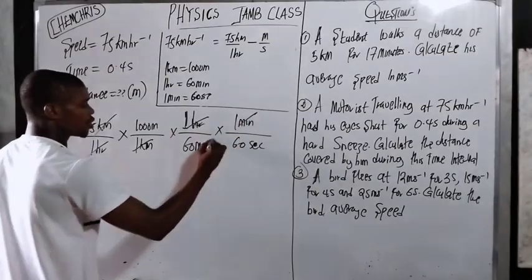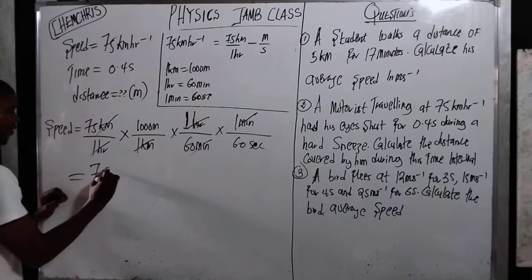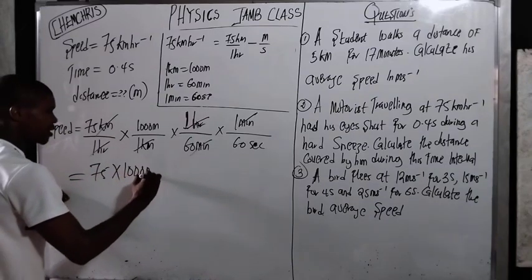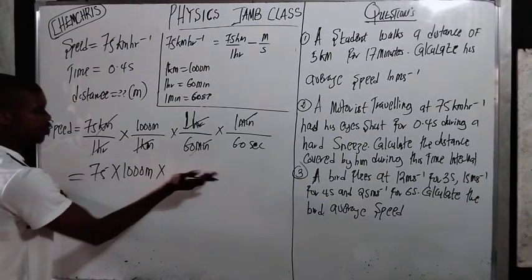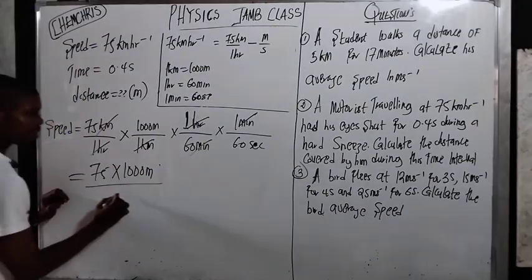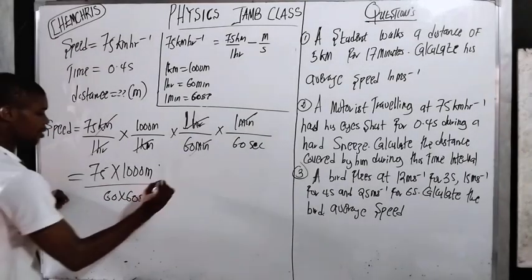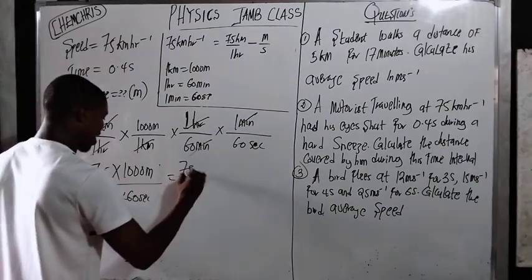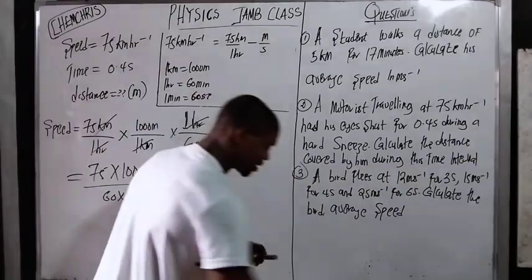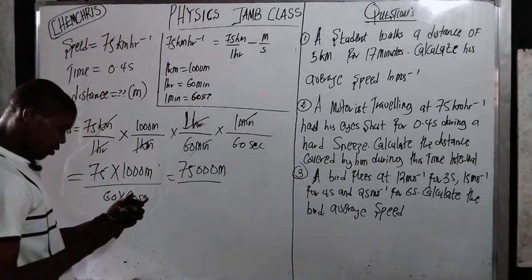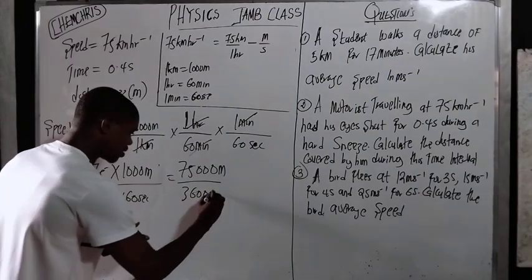So minutes will cancel out minutes here. So what do I have left? I have 75 times 1,000 meter times 1, over 60 times 60 seconds. So what am I going to have here? 75,000 meter over 60 times 60. Here we have 3,600 seconds.